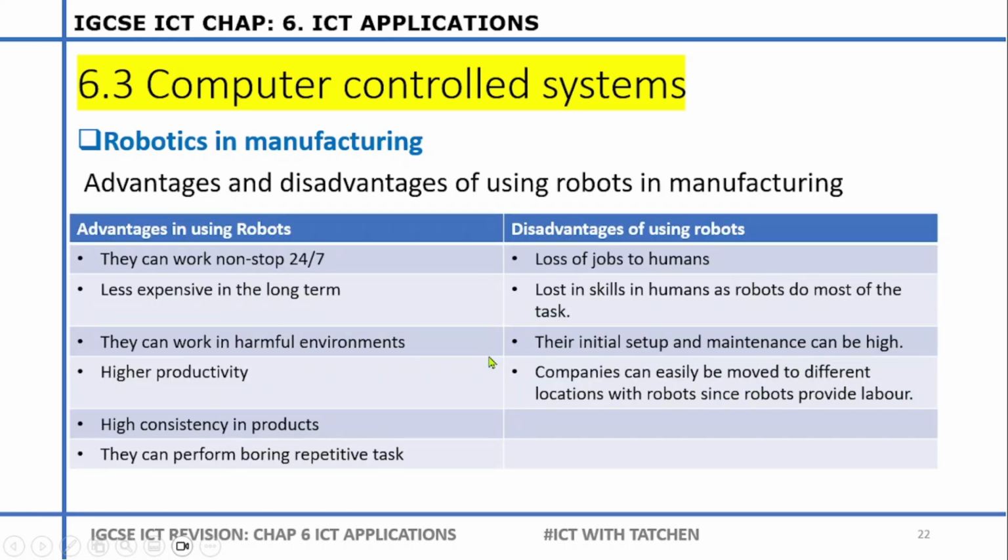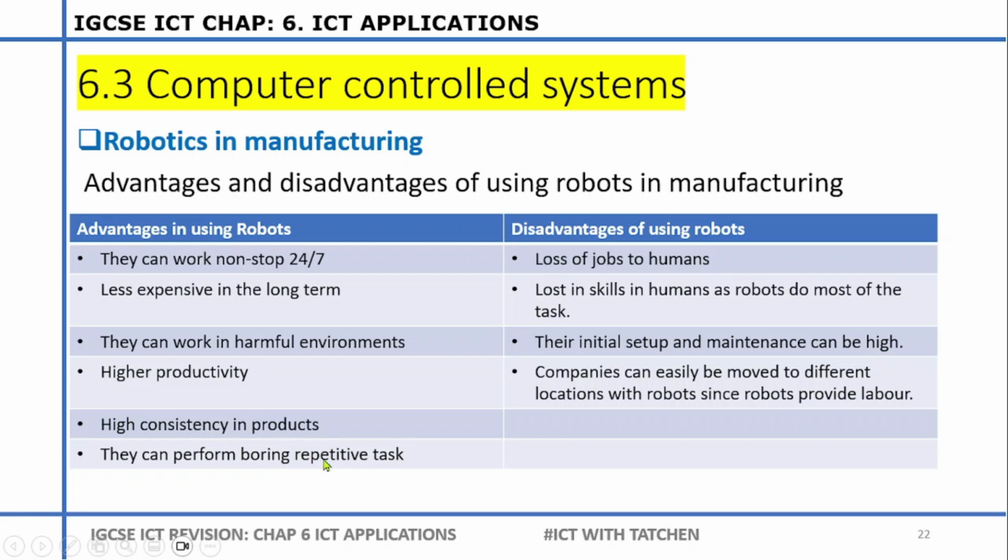Now, looking at the advantages, what are the advantages? First thing, they can work 24/7. Human beings can barely survive like that. Less expensive in the long term. Initially, to set up the robot is quite expensive, which is a disadvantage. But in the long run, you find that they are less expensive, as they will increase your productivity, more consistency, and all those things. They can work in harmful environments, so that's really a good advantage for you. Then you have higher productivity, high consistency in product.